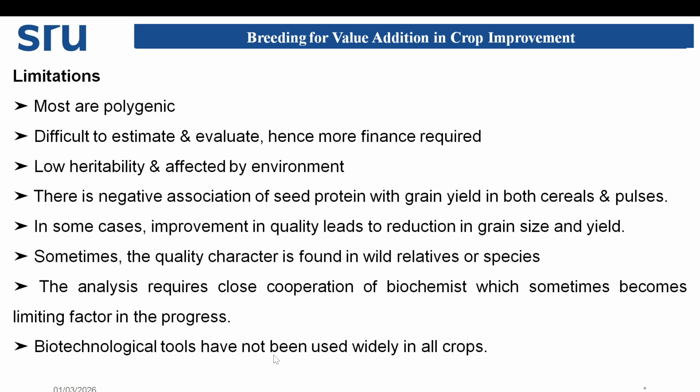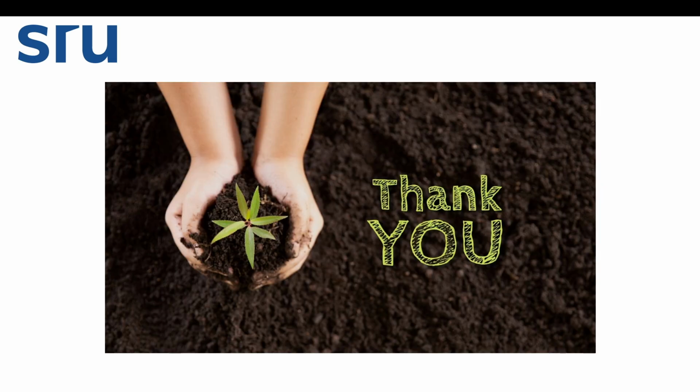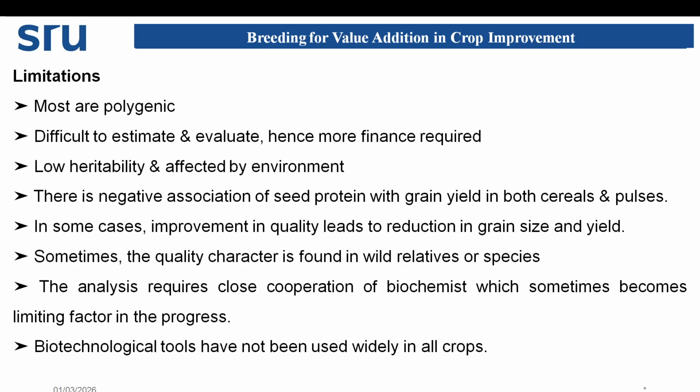Biotechnological tools have been used widely in all the crops. So this is about breeding for value addition, that is, breeding for quality traits in crop improvement. Here we have seen what is meant by quality, what the quality traits are, some crop-wise quality traits with examples, breeding methods, oil estimation and protein estimation, with limitations.